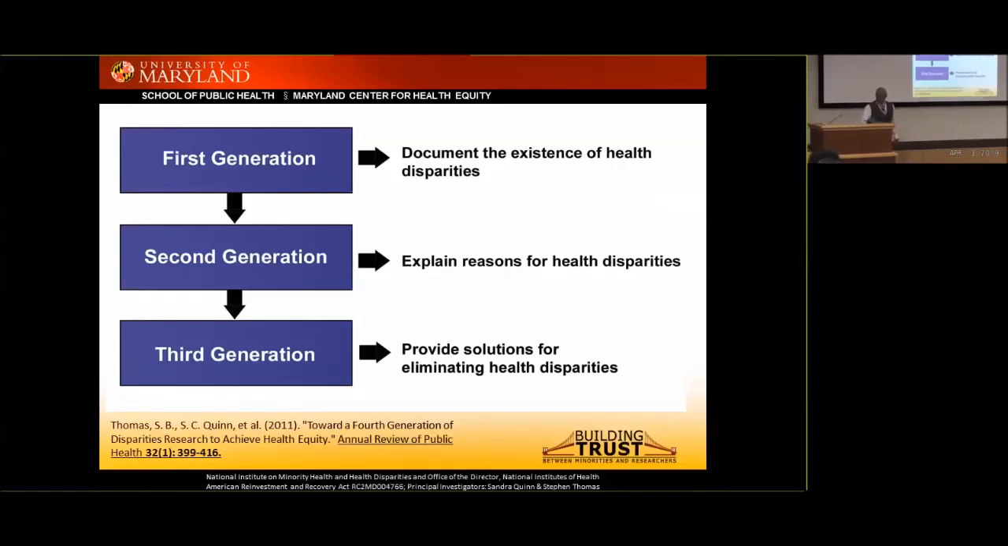Second generation disparities research explains the reasons why. Oh, those people don't have health insurance. That's why. Those people live in poverty. That's why. And we come up with all the different permutations of the why. Again, good data set, nice software, never have to leave your office. Very, very important. Third generation disparities research is to provide solutions.